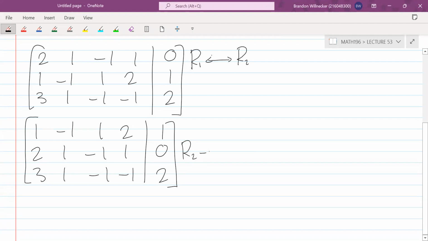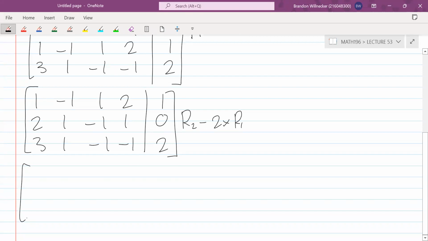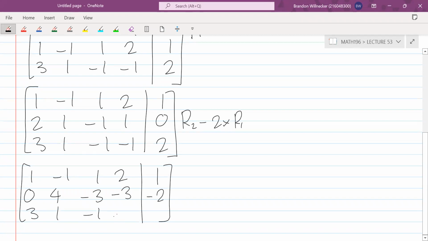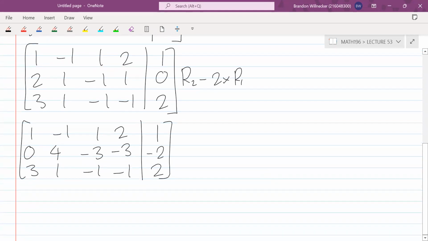So we're going to have row 2 minus 2 times row 1. So the first row stays the same. 1 minus 1, 1, 2, and 1. 2 minus 2, that's 0. 1 plus 3, that's going to be 4. Minus 1 minus 2, that's going to be minus 3. 1 minus 4, that's minus 3. 0 minus 2, that's minus 2. Okay, third row stays the same. So that's 3, 1, minus 1, minus 1, and 2.